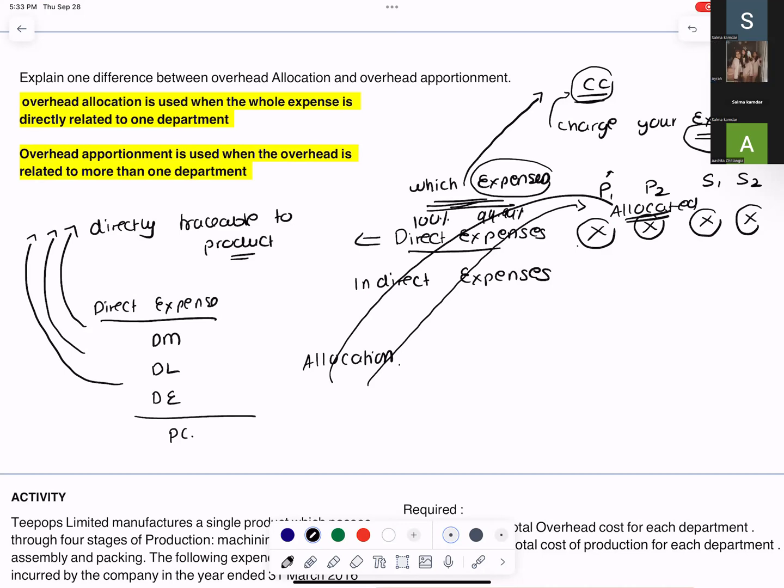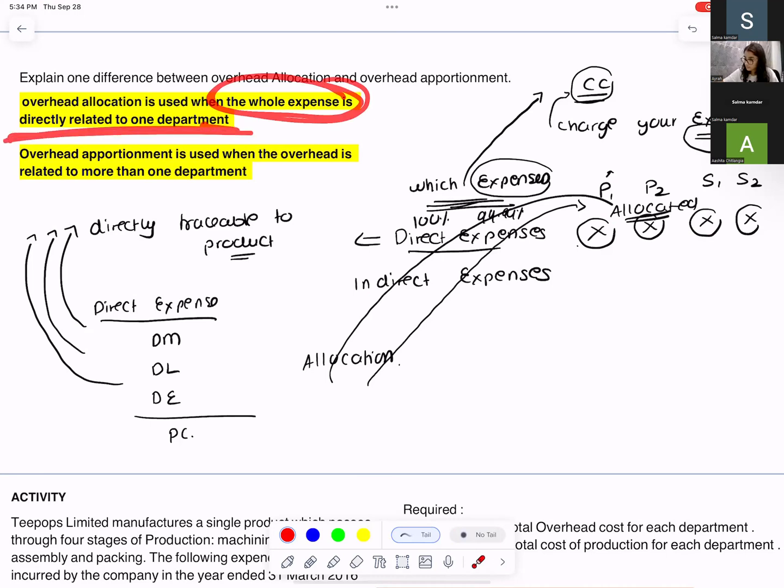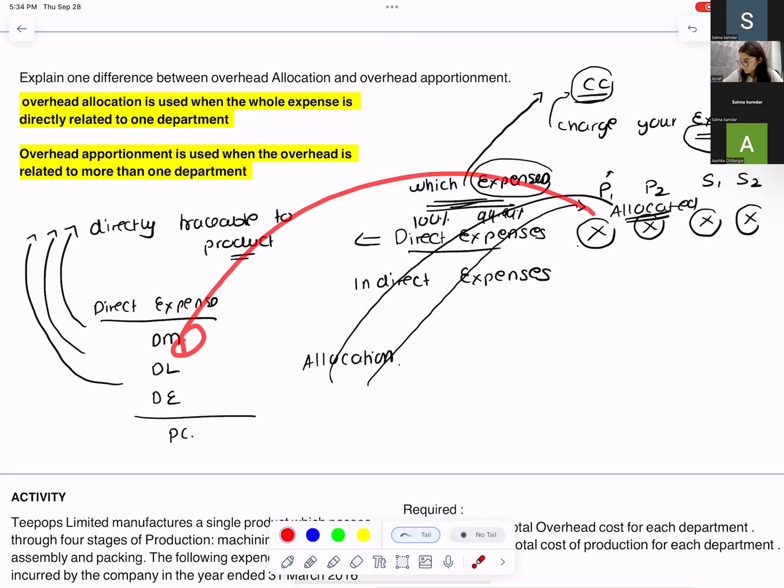Because they are picked up and put in the department. But why are they picked up and put in the department? So it's easy to understand and segregate them. Because I know that the whole amount of expense is directly related to this department, so I will pick up the expense and put it there. It is called allocation.